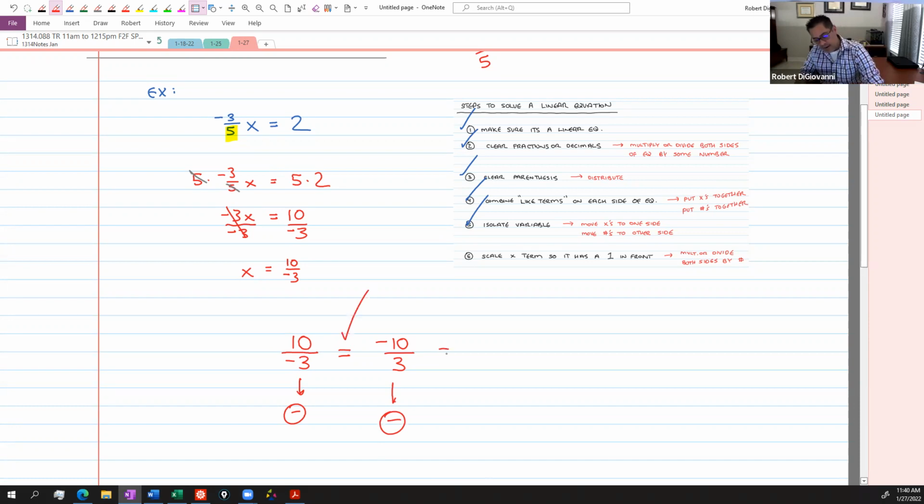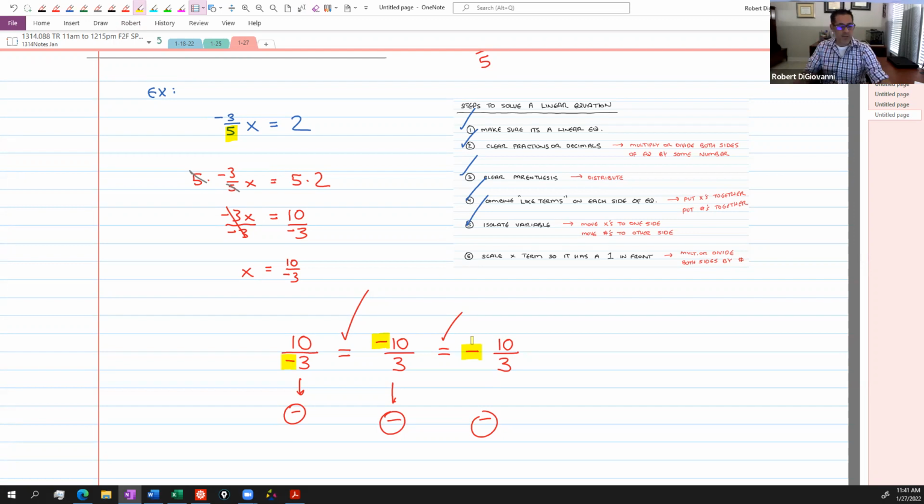And not only that, if I put a negative in front of the fraction 10/3, so notice I don't have a negative on the 10 or the 3, but I put a negative in front, this would also be a negative number, and these are equal. What I'm saying is this: if you have a negative on a fraction, you can put the negative on the bottom, on the top, or out front, and it will still be the same number. Doesn't matter where you place the negative.